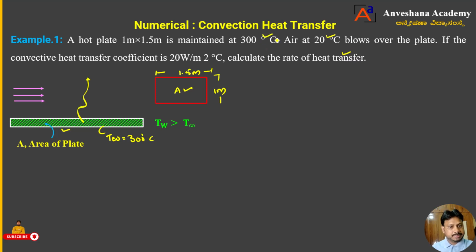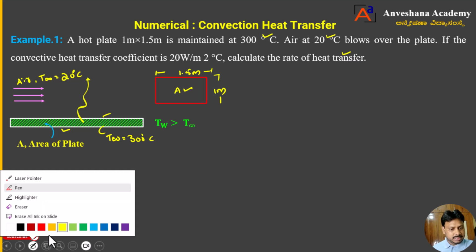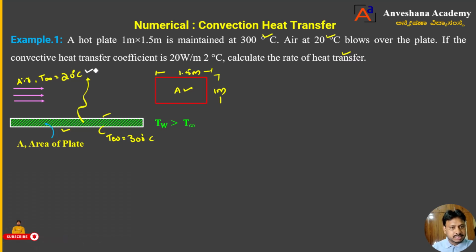That I have marked. Then what is he doing, dear students? He is blowing air over the surface of the plate. That air temperature I will mark here as T infinity. The T infinity he has also given, that is 20 degrees Celsius. Dear students, you can see here now, the air temperature is 20 degrees Celsius. That I have marked. The temperature of the ambient air I will mark here as T infinity.